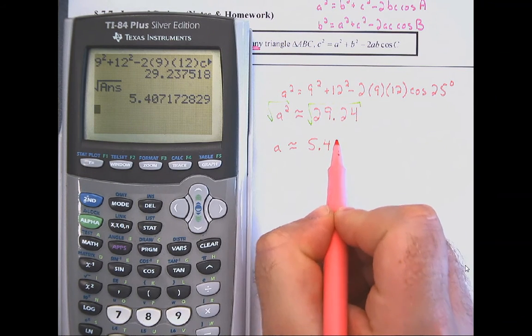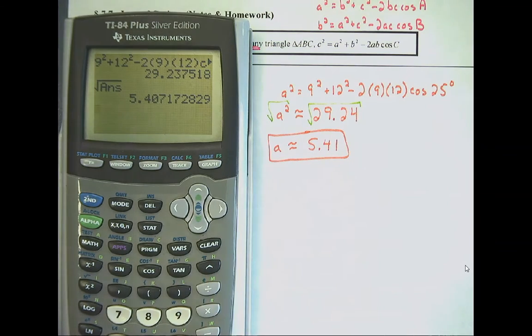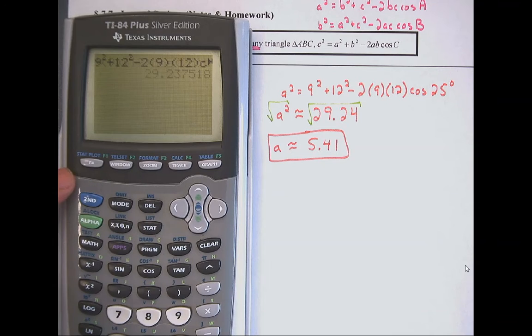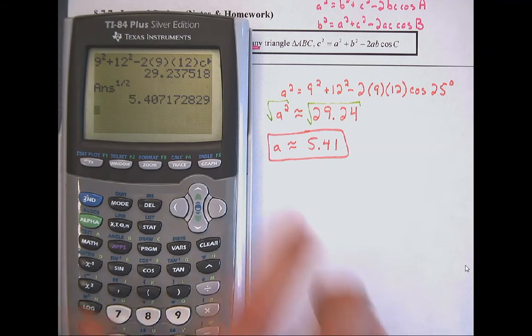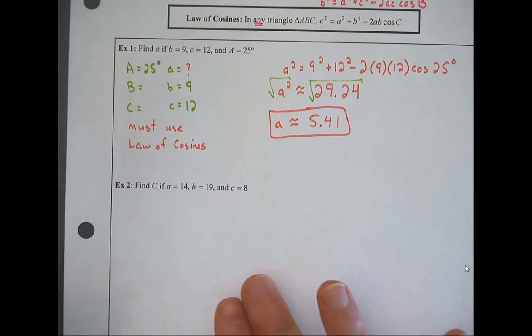5.41. Or if I wanted to, let's say I go back here and I get this answer out there again. I could also go to the power of, what power is the same as square root? Power of 1/2. That would give me the same answer of 5.41. Either way is fine. All right, so like I said, that's pretty straightforward. This one's a little sneakier.